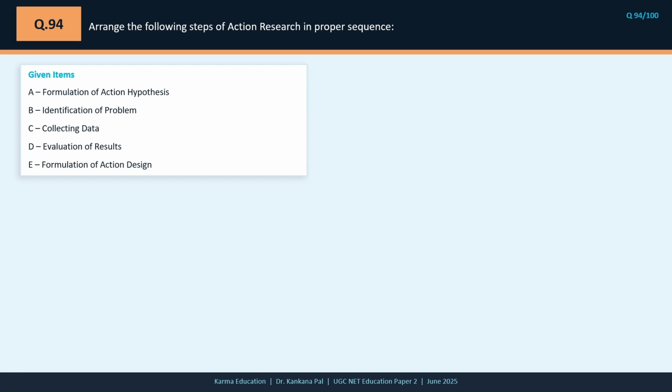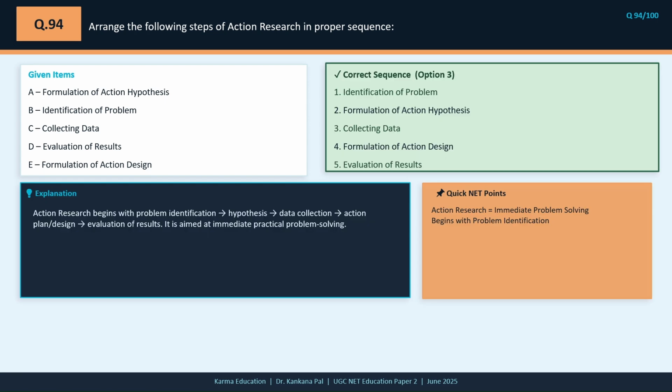The correct sequence is B. Identification of the problem. A. Formulation of action hypothesis. C. Collecting data. E. Formulation of action design. D. Evaluation of results. Therefore, the correct answer is option 3.